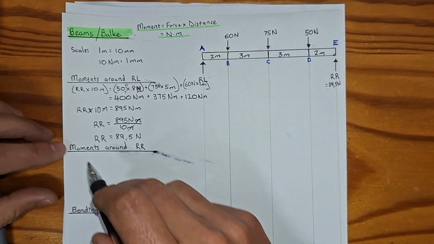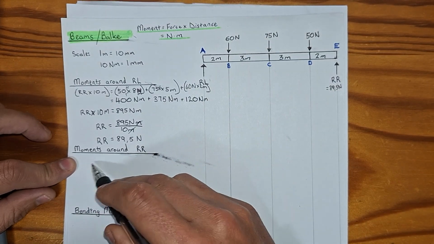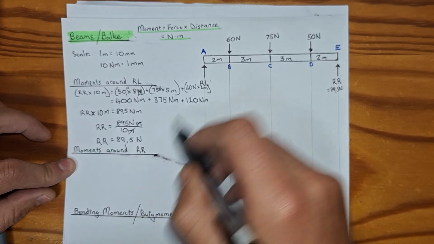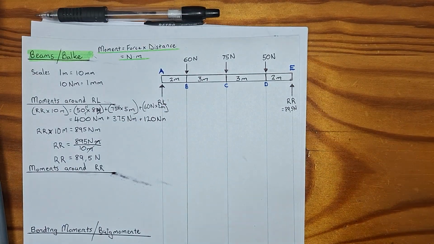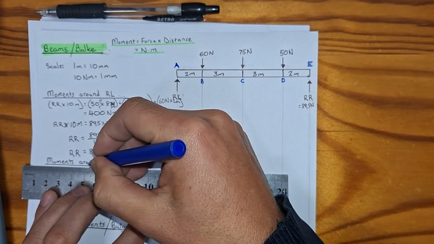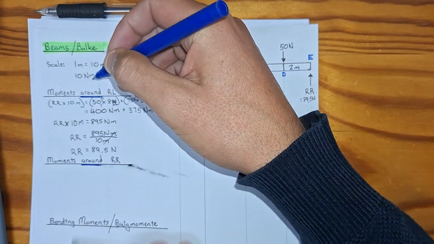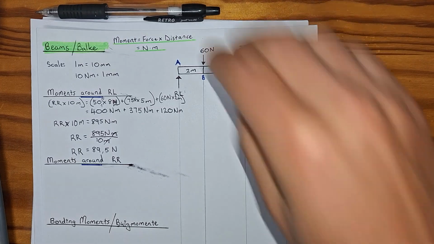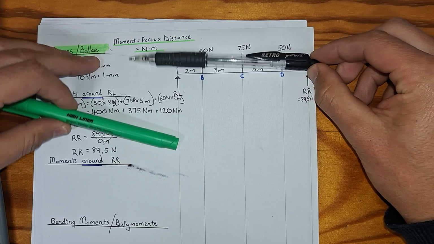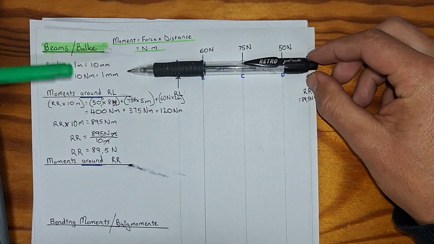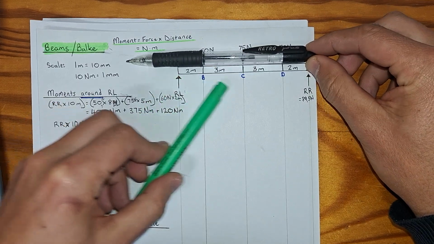Okay, now we have to calculate or work around the moments around reaction right in order to calculate reaction left. So this will now be the pivot point. Again, we are working around, emphasis on the around. That is where the pivot point will be. We are working around reaction right. So that is our pivot point over here. So we will say the upwards moments is equal to the sum of the downwards moments. So the upward moments, there's only one, so it's reaction left times 10 meters.